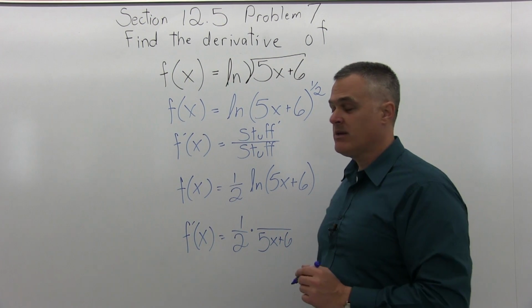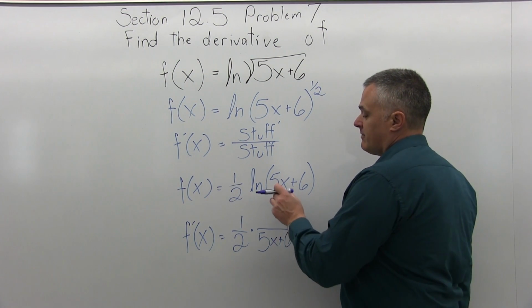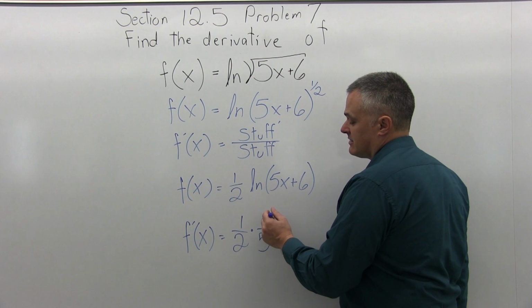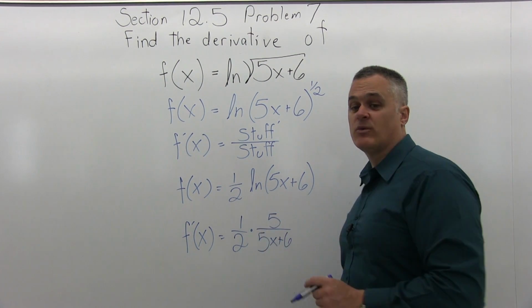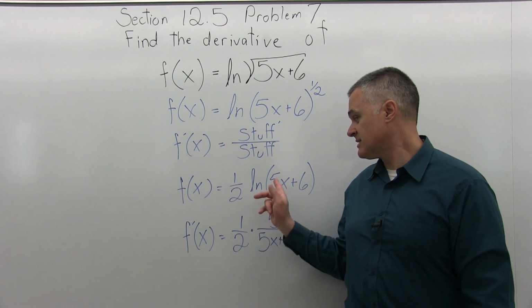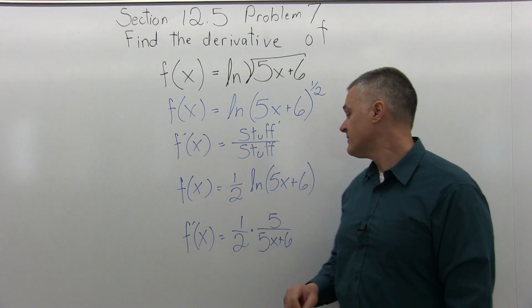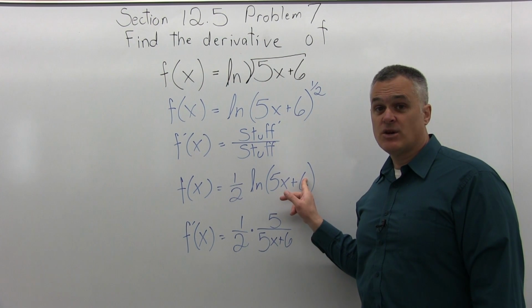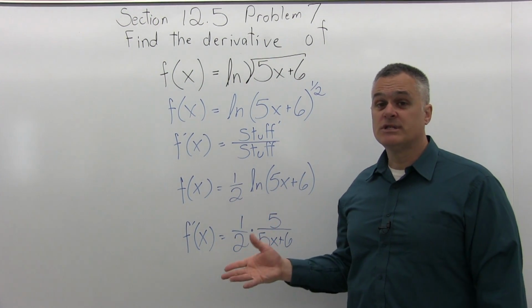F of x equals 1/2 natural log of 5x plus 6. So the exponent of 1/2 can just be moved in front of the natural log. It's equivalent either way, but written in this form, I don't need the chain rule. The stuff is just 5x plus 6.